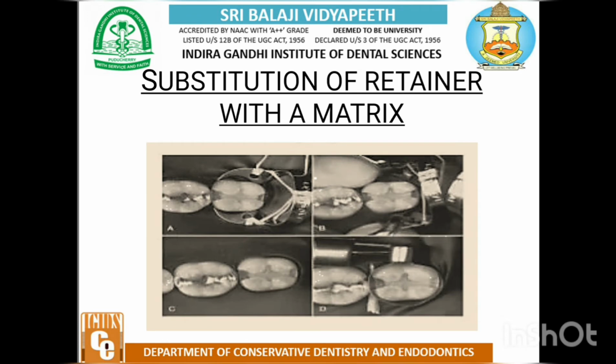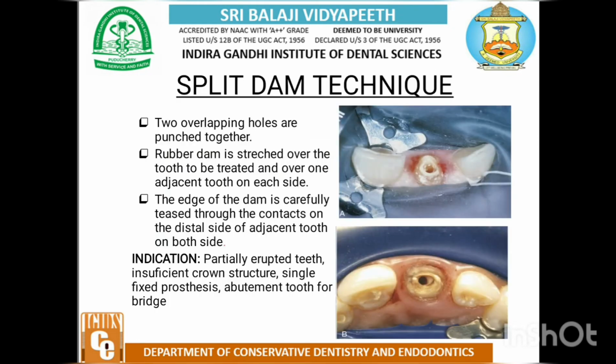In situations where a clamp is not present, a matrix is used in place of the clamp. Split dam technique: two overlapping holes are punched together. The rubber dam is stretched over the tooth to be treated and over one adjacent tooth on each side.